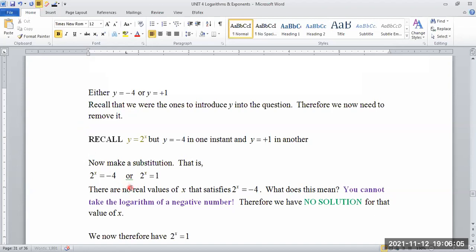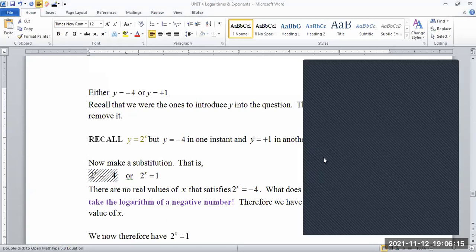What's the substitution, sir? See here. This y is going to be negative 4. So it's going to be negative 4 is equal to 2 to the x. It doesn't matter how I write it. It's the same thing.